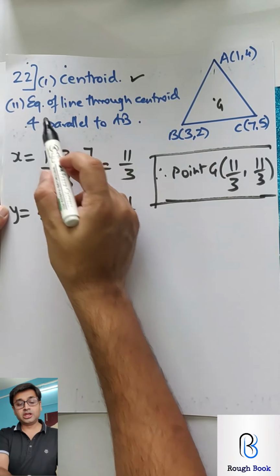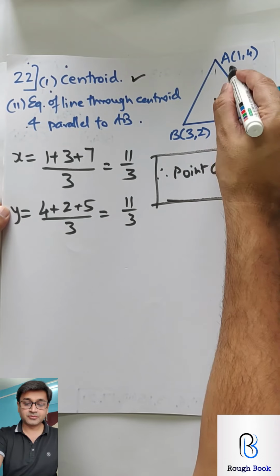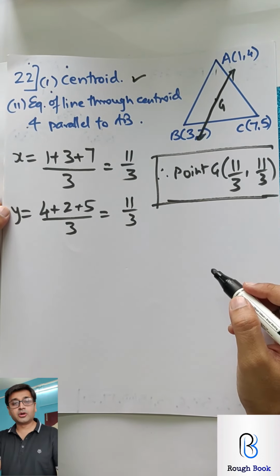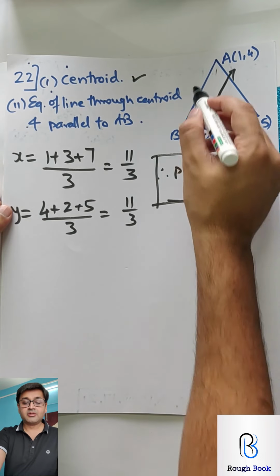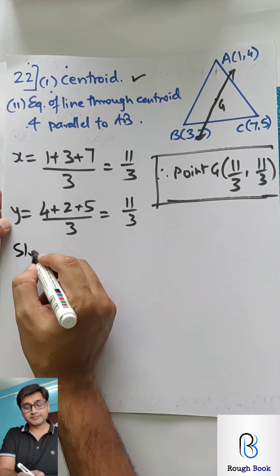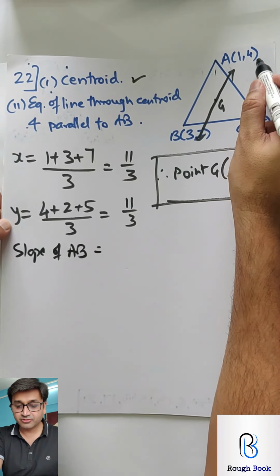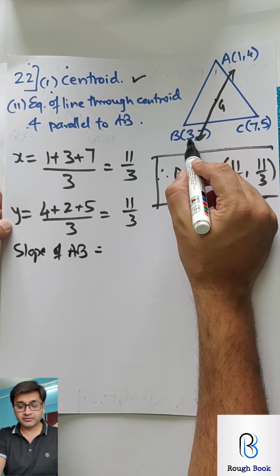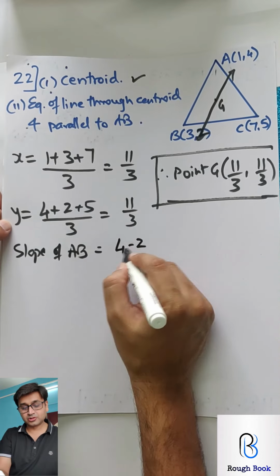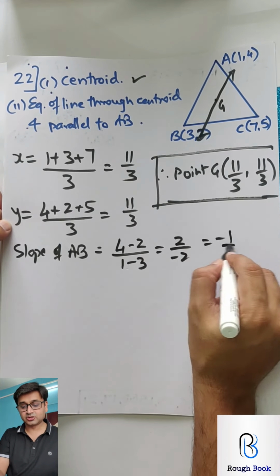Now, the equation of the line through the centroid and parallel to AB. If it is parallel to AB, obviously the slopes are equal. Once you get the slope, then apply the point slope form. So first, the slope of AB. A is 1, 4 and B is 3, 2. So 4 minus 2 over 1 minus 3, that is 2 by minus 2, minus 1.